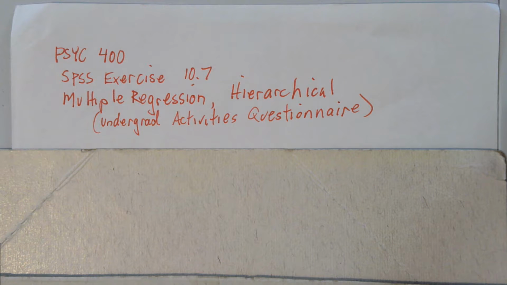Hi everybody, this is Larry Hatcher, and this is Psych 400 Advanced Statistics, and I'm making the assignment for your next SPSS exercise. It's going to be SPSS Exercise 10.7 Multiple Regression Hierarchical Analysis. You'll perform an analysis on the undergraduate activities questionnaire.